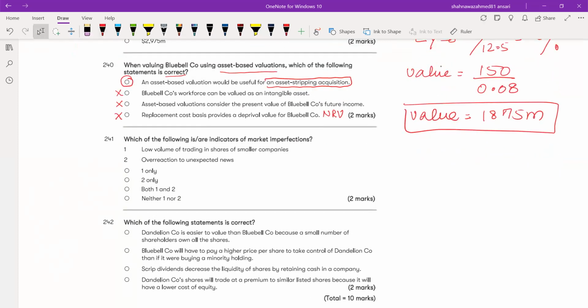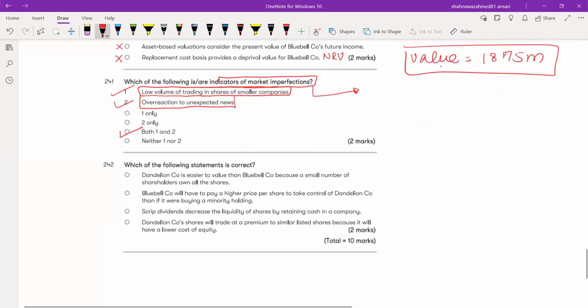Which of the following is or are indicators of market imperfections? Market imperfections are where the market is not providing the correct information and the share price is either under or overvalued. Number one says low volume of trading in shares of smaller companies. That means suitable information is not available, so it's true. Overreaction to unexpected news, again, will make the market imperfect. So the answer is both 1 and 2.